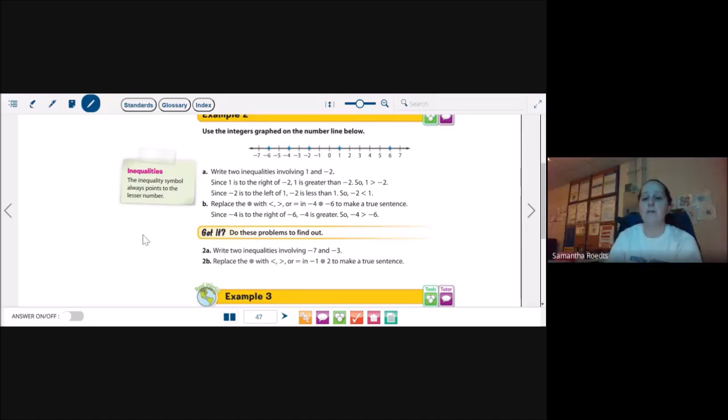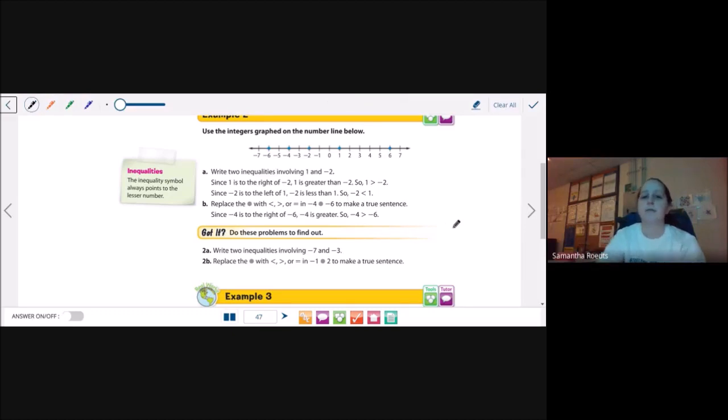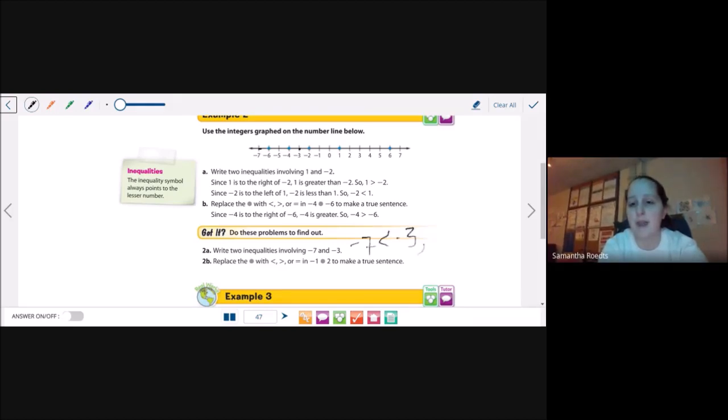Now write two inequalities involving -7 and -3. Here's -7, here's -3, just so we know. -7 is to the left of -3, so -7 is less than -3, and then -3 is greater than -7.